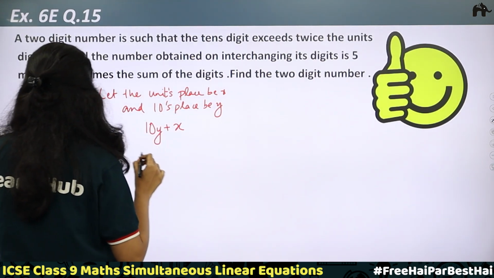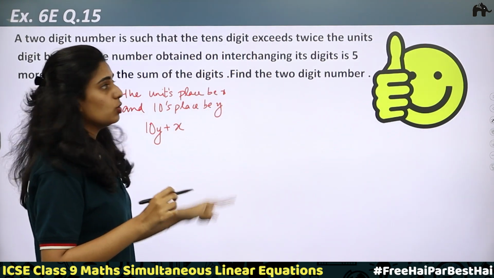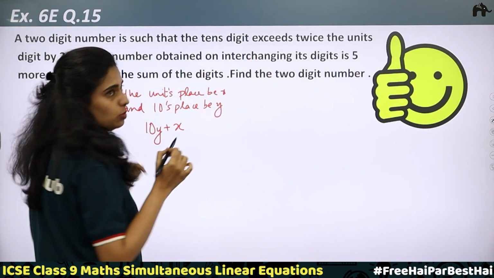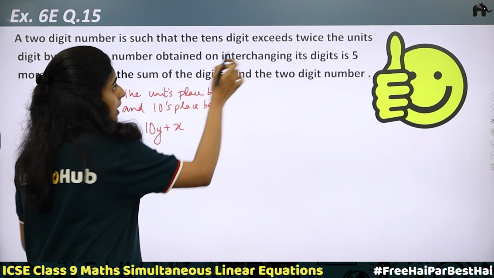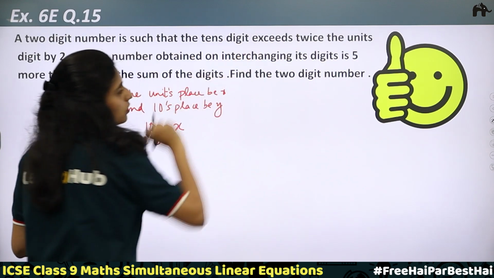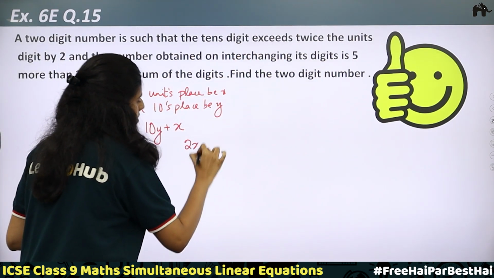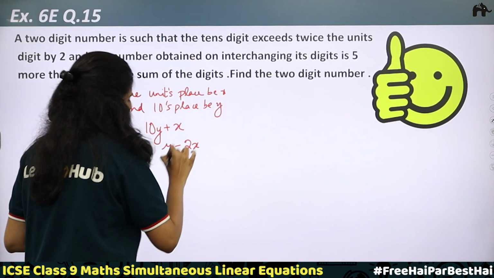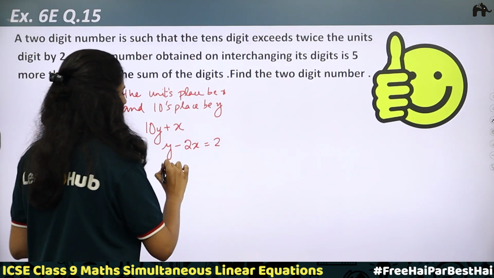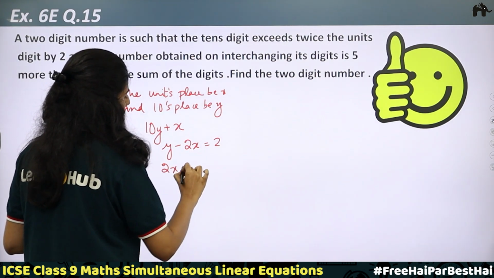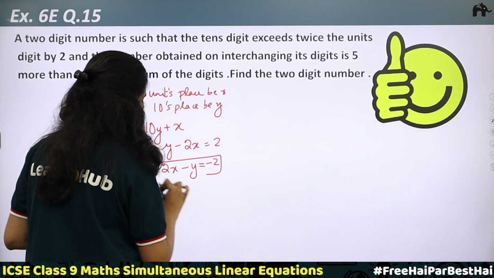Now it is given that a 2-digit number is such that the tens digit exceeds twice the units digit by 2, which means the tens digit is greater, and it is greater by how much? 2. Okay, twice the unit digit means 2x. Tens digit is y. y minus 2x will be equal to 2. Or you can write this as 2x minus y is equal to minus 2. So this is the first equation.